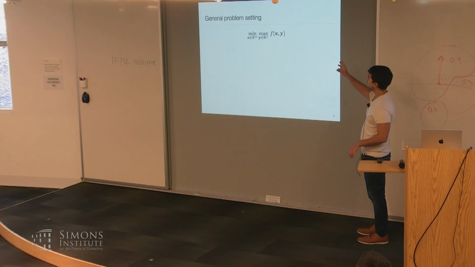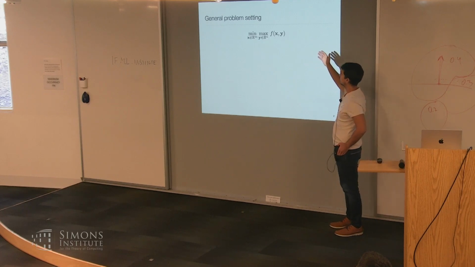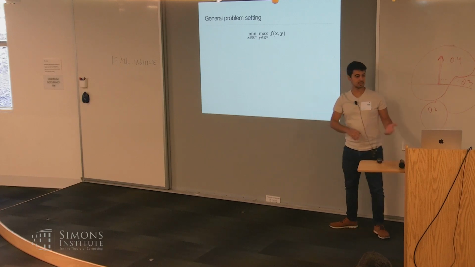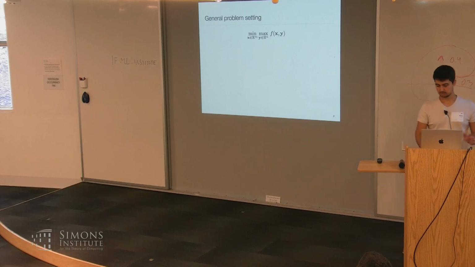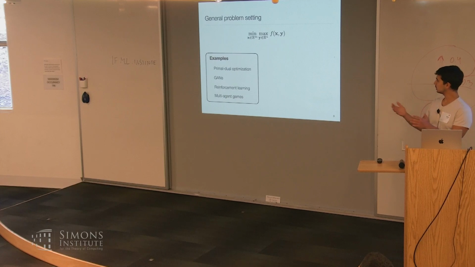Now we're going to have an objective with two parameters. We want to minimize this objective in x and maximize it in y. In this very general form, it arises in many situations. A good example, I believe, is primal-dual optimization, where you have a convex problem with constraints. You want to solve the Lagrangian, so you write it in this primal-dual form and then solve it.